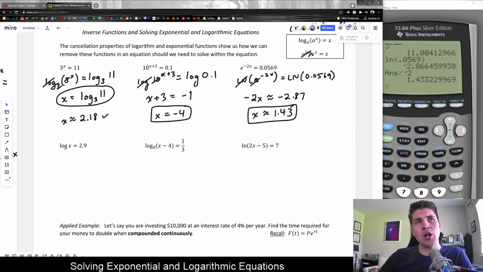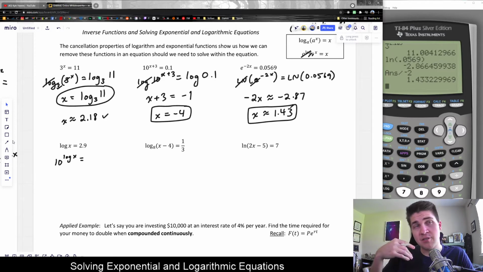So say I had log x is equal to 2.9. This is base 10 because, again, whenever we don't have the number there, that's called the common log, which implies it's base 10. If I apply base 10 to both sides, like imagine I put a 10 there and raise that log to an exponent on both sides, this would cancel by the cancellation property.